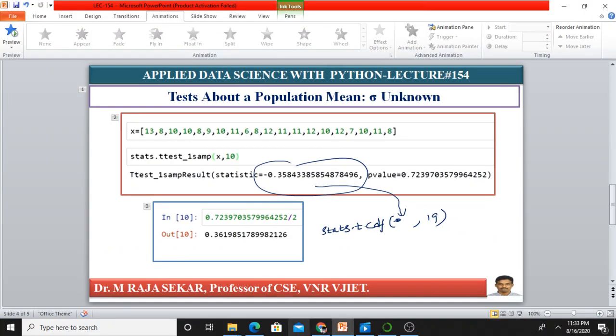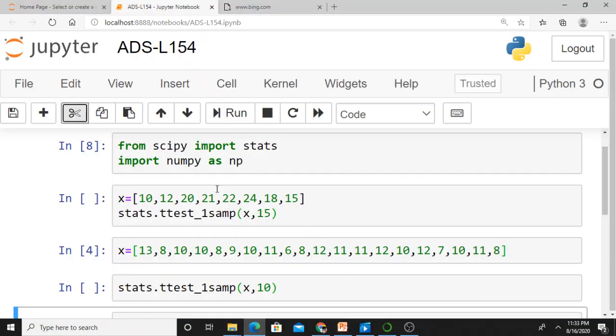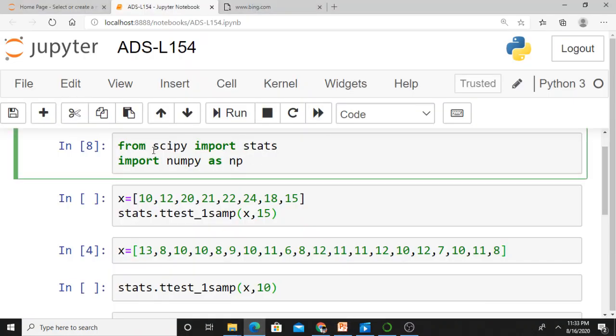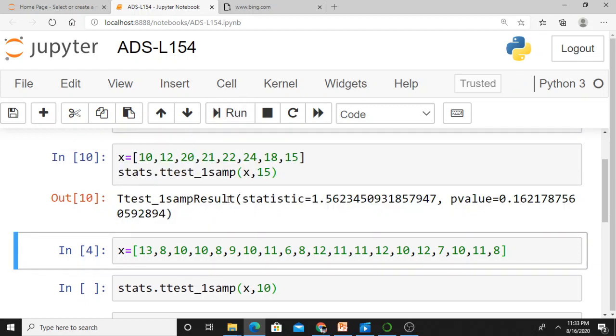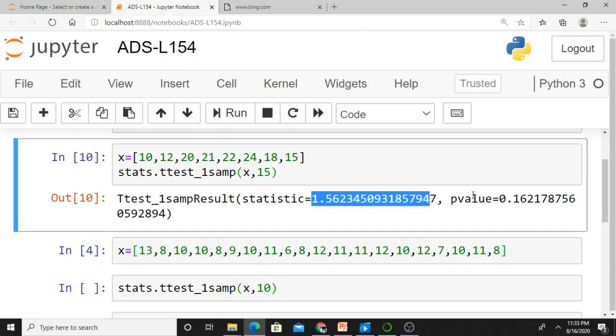Let me go to Jupyter Notebook. This is from SciPy. These libraries we discussed many times. This is the first sample example I discussed in my PowerPoint presentation. These are the assumed numbers, and 15 is the population mean. If I run this code, what is my t value? This is my t value, 1.56. This is my p value.